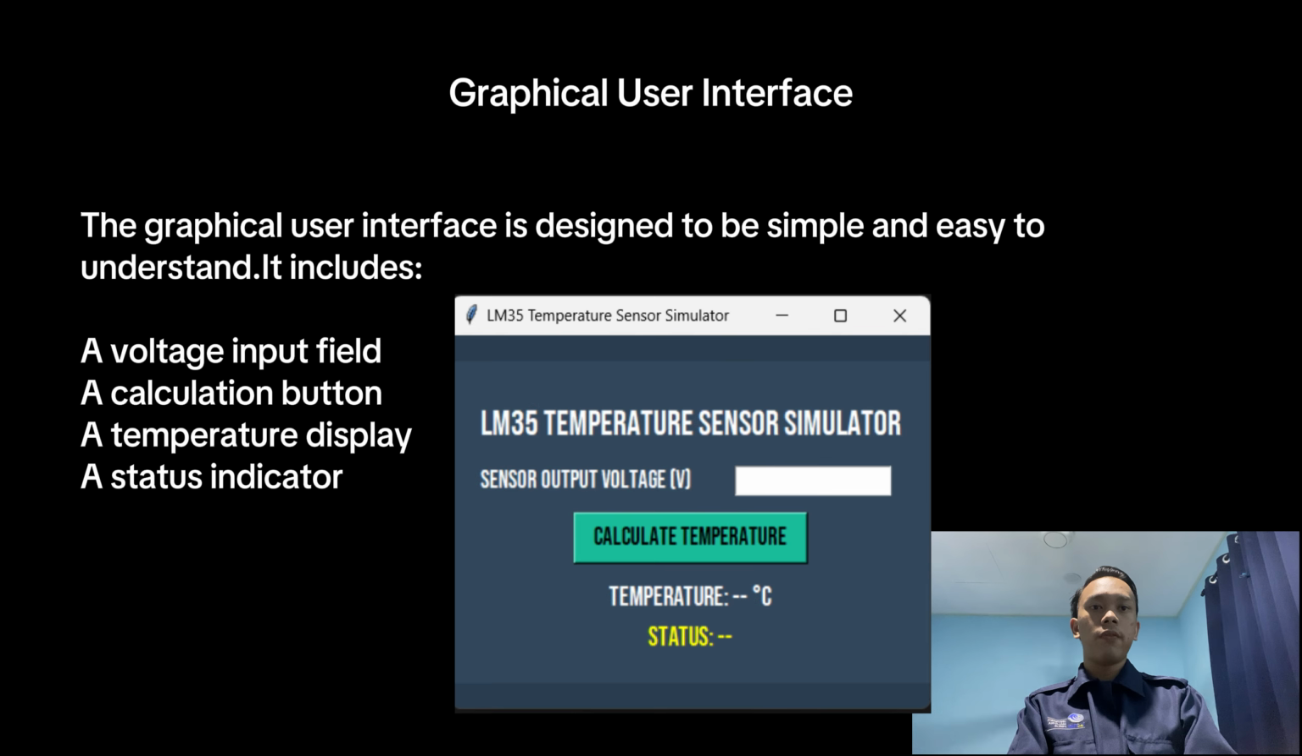Graphical User Interface (GUI). The graphical user interface is designed to be simple and easy to understand. It includes a voltage input field, a calculation button, a temperature display, and a status indicator. This design makes the simulator suitable for learning and demonstration purposes.